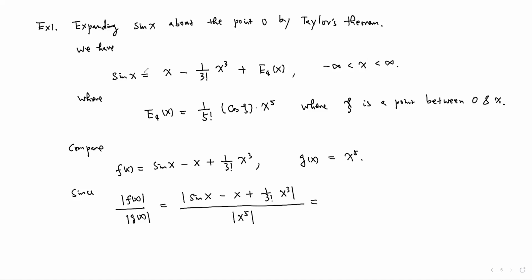The numerator of this equation: I move the first two terms to the left-hand side. Then we can see that the numerator is the absolute value of E4x. E4 is this, so this is 1/5 factorial cosine sine times x to the 5th, absolute value.